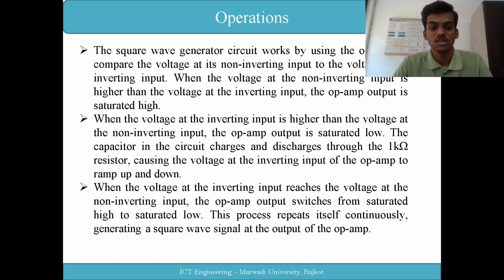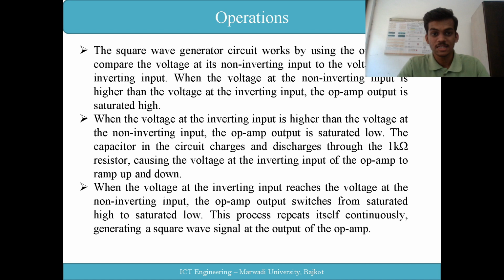The capacitor in the circuit charges and discharges through the resistor, causing the voltage at the inverting input of the op-amp to ramp up and down. When the voltage at the inverting input reaches the voltage at the non-inverting input, the op-amp output switches from saturated high to saturated low.